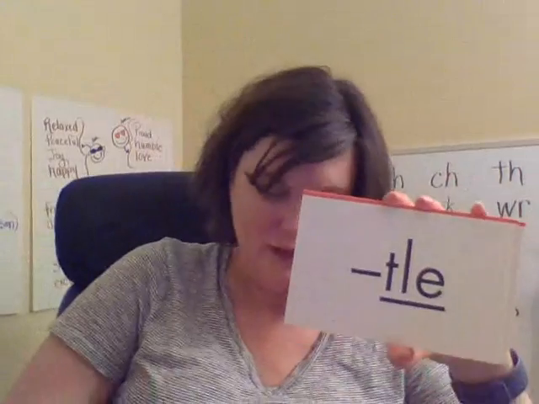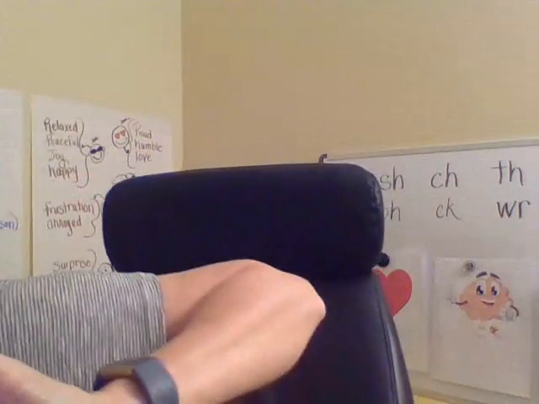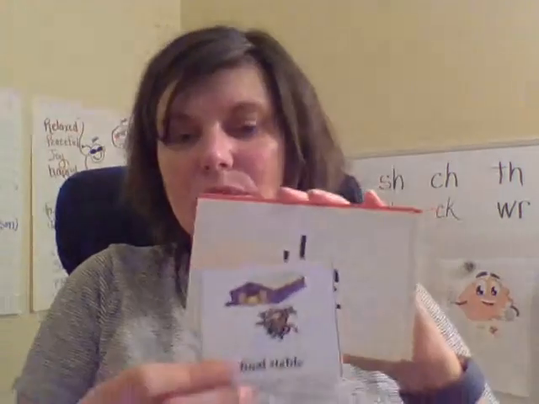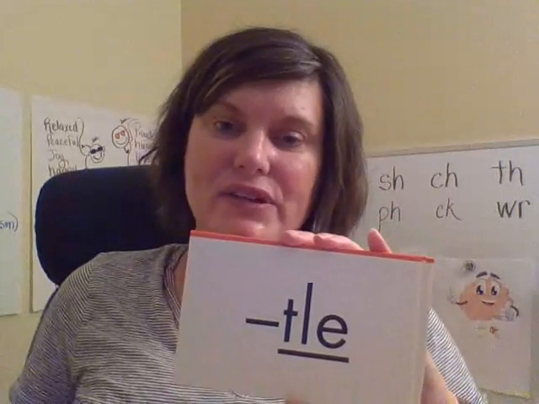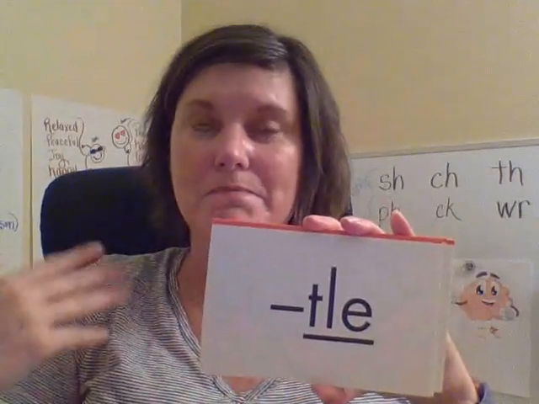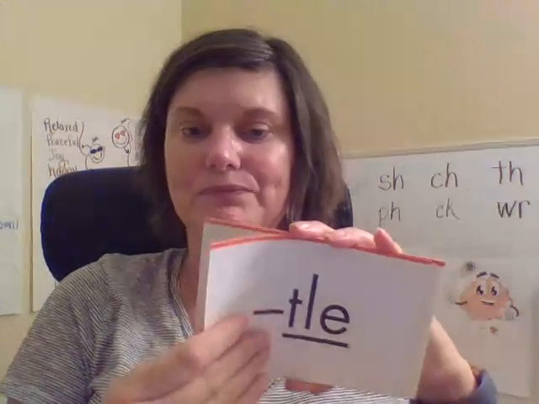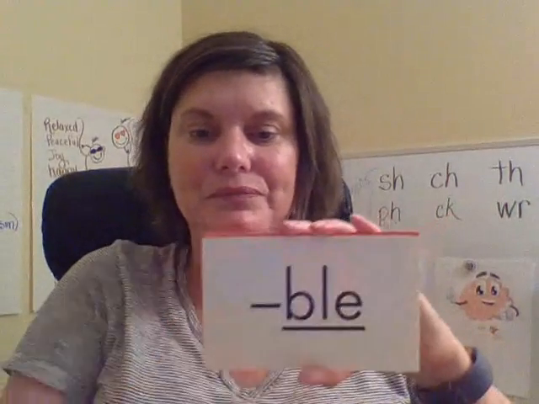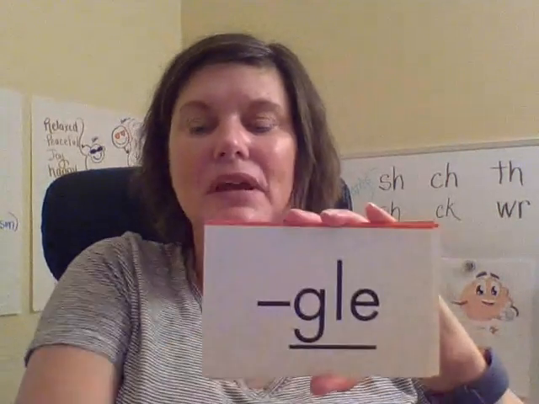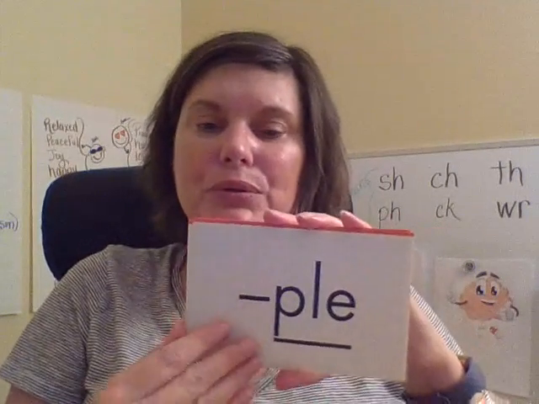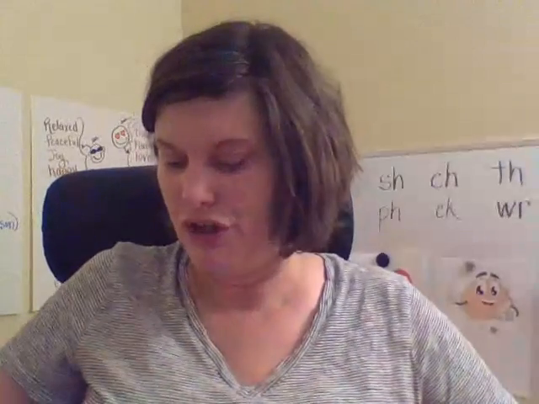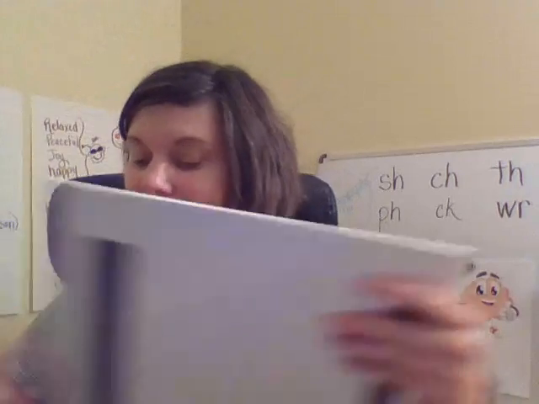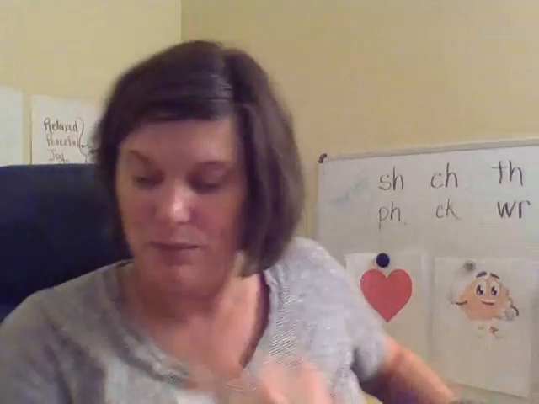Here's some of our final stable syllables. I dropped my picture cue. Hold on, let me grab it. Remember, a final stable syllable is at the end of a word when there's a consonant LE, and there's lots of different final stable combinations. This one is tool, dull, bull, gull, pull, lee. Good job.